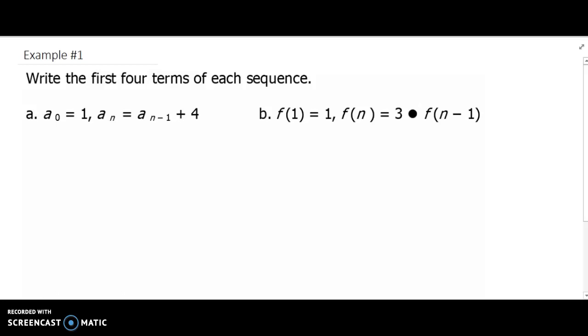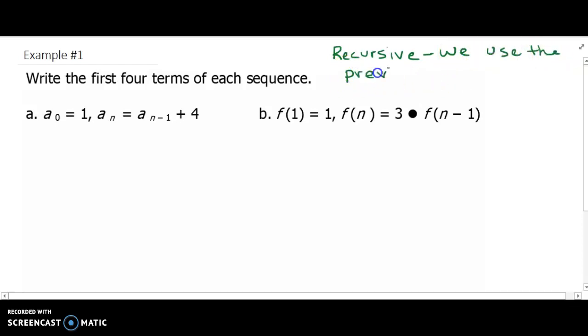Alright guys, so this is the last video of chapter 8. This is for section 8.5, and here we're talking about recursive series, or rules. Recursive all that really means is that we use the previous term or terms to find the next. So we have to use what we have before to do that.